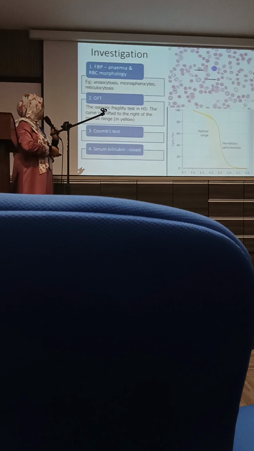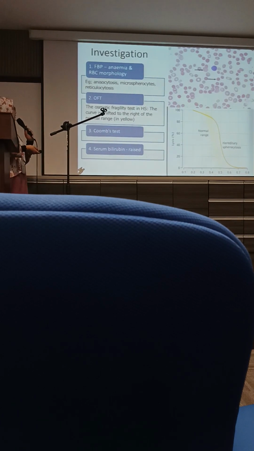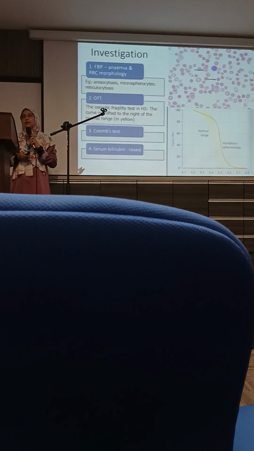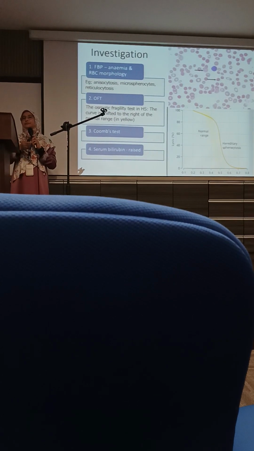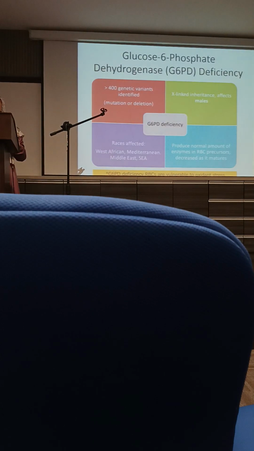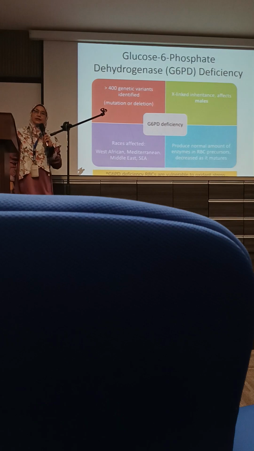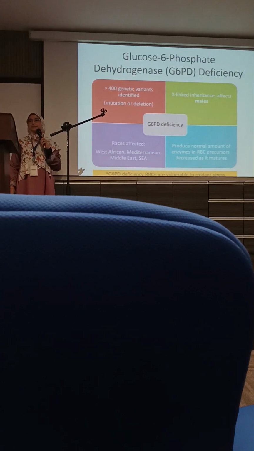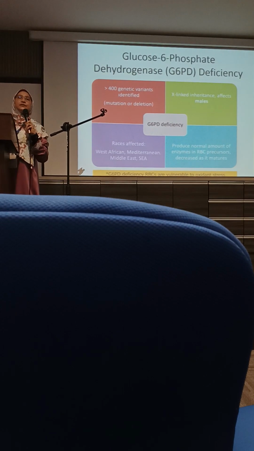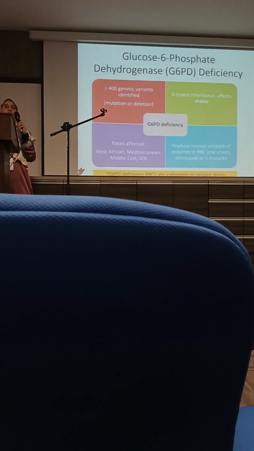And then the Coombs test, I will explain later in immune hemolysis. In HS it is negative, and then you look at the serum bilirubin, it is raised. Okay, clear on HS? There are many cases but usually not severe, not very significant.